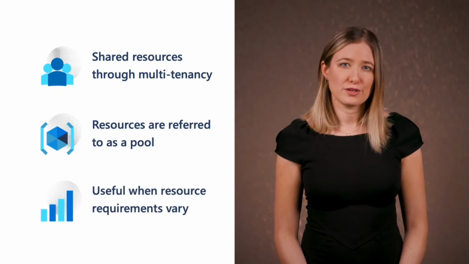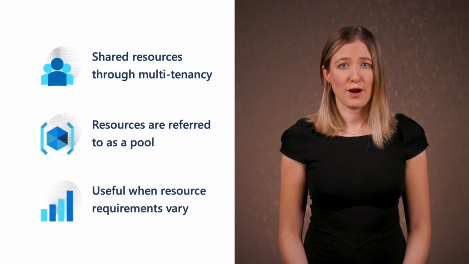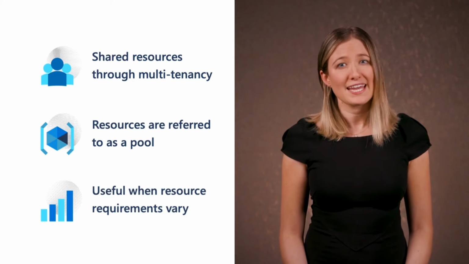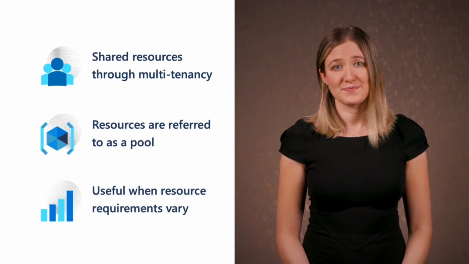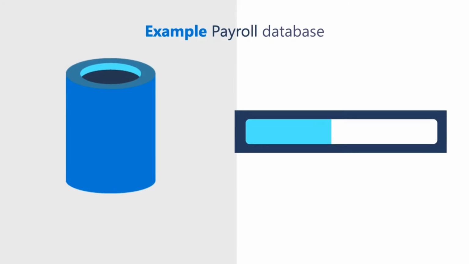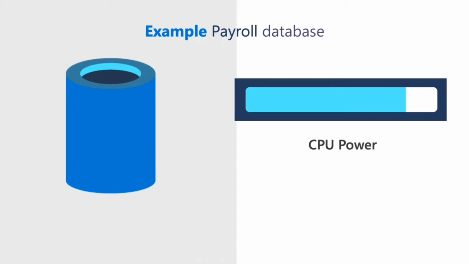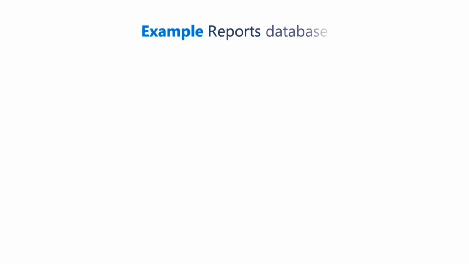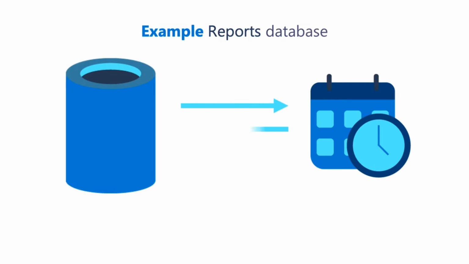This model is useful if you have databases with resource requirements that vary over time and can help you to reduce costs. For example, your payroll database might require plenty of CPU power at the end of each month as you handle payroll processing, but at other times the database might become much less active. You might have another database that is used for running reports. This database might become active for several days in the middle of the month as management reports are generated, but with a lighter load at other times.